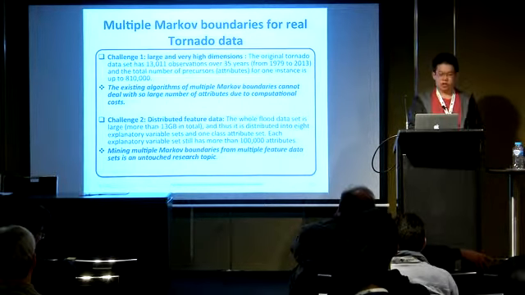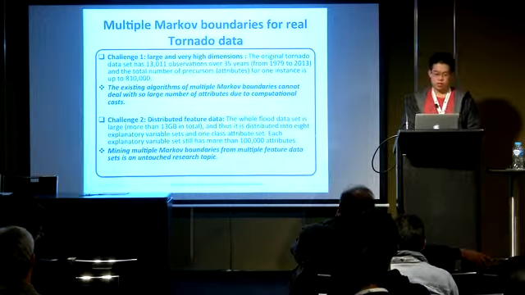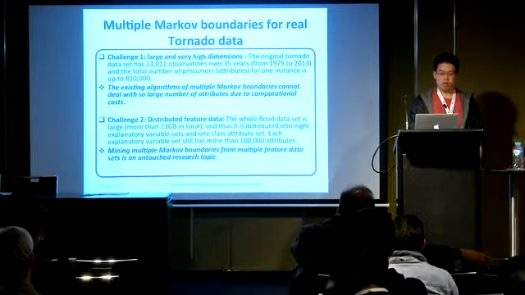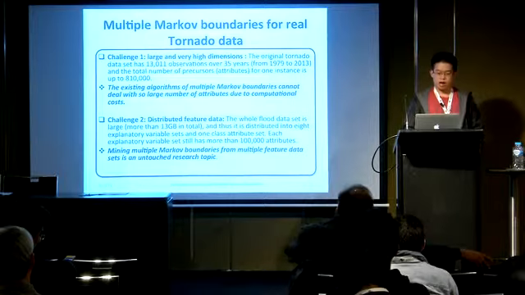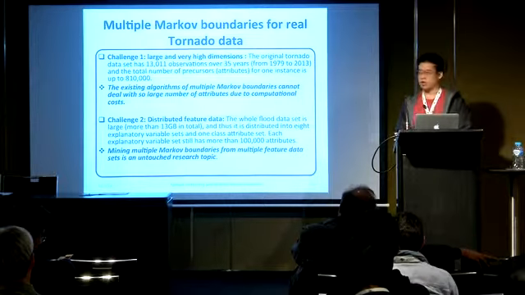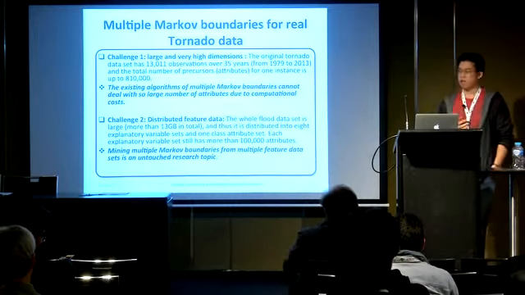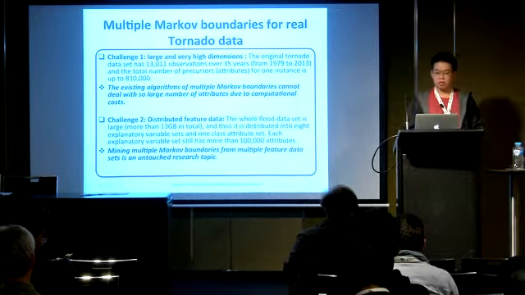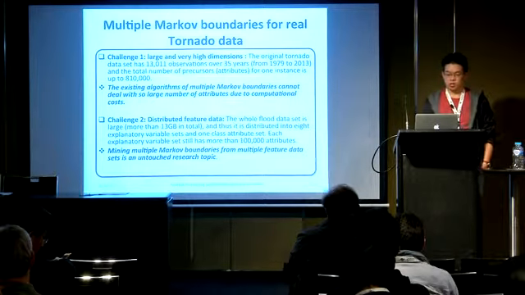The other challenge is how to deal with distributed feature data. There's a flood data set with more than 13 gigabytes total, and it's distributed into 8 variable sets. And each variable set has about 100,000 attributes. So basically, if we have multiple data sources, we would need an efficient way to deal with this.